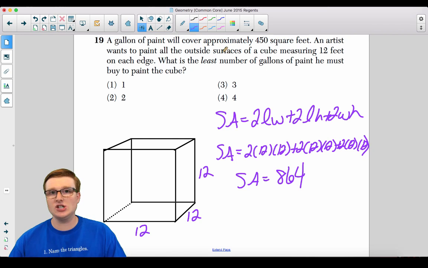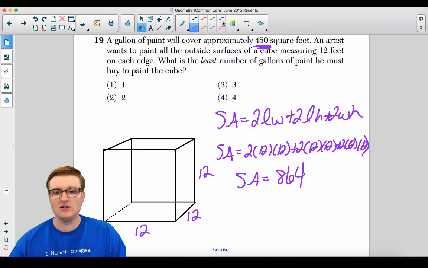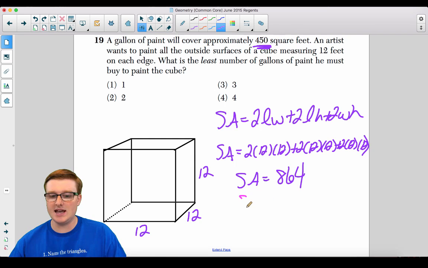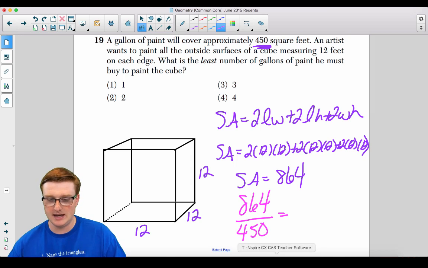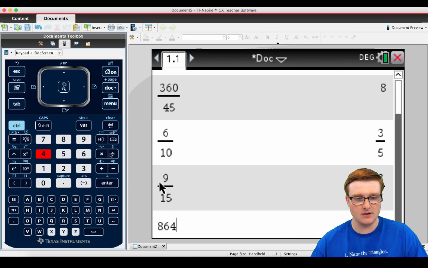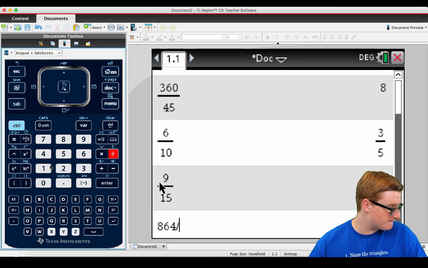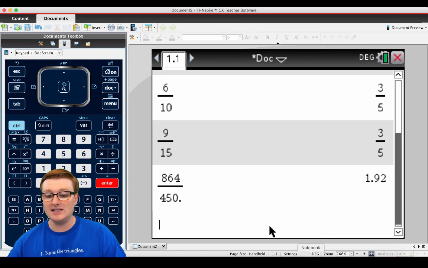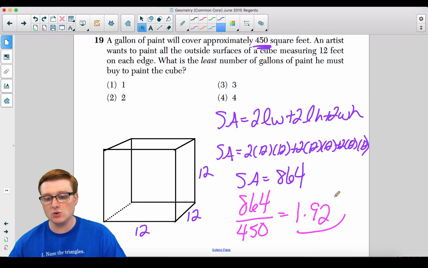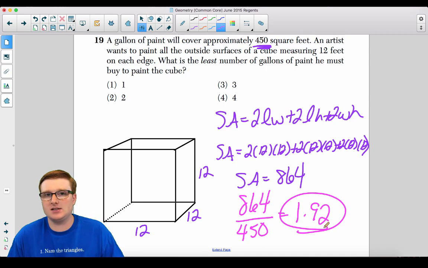Now, the question is asking you how many cans of paint does this person need? 1 can of paint could cover 450 square feet. Well, all we have to do is take our surface area, which is 864, and divide it by the amount of square feet 1 can of paint paints over. So that's going to be, let's see what that is, 864 divided by 450. Decimal point, 1.92. So it takes exactly 1.92 cans of paint to paint this cube.